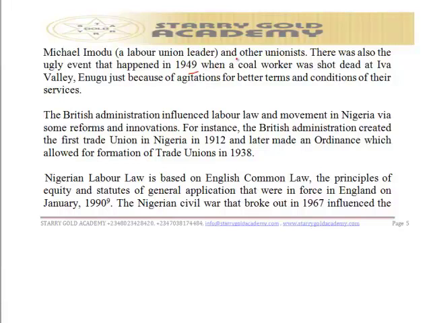The British administration influenced labor law and the labor movement in Nigeria via some reforms and innovations. For instance, the British administration created the first trade union in Nigeria in 1912, and it was later made an ordinance which allowed for the formation of trade unions in 1938. The Nigerian labor law is based on English common law, the principles of equity, and statutes of general application that were enforced in England on January 1, 1900.